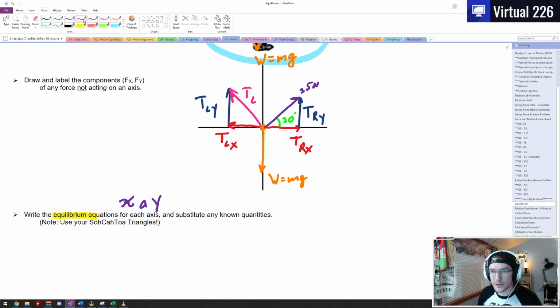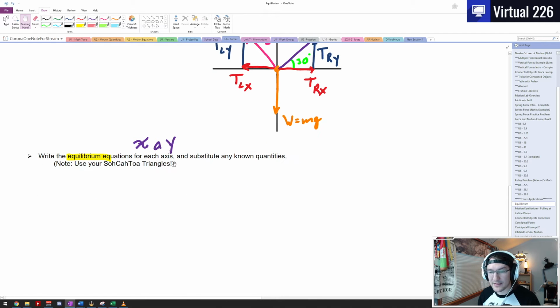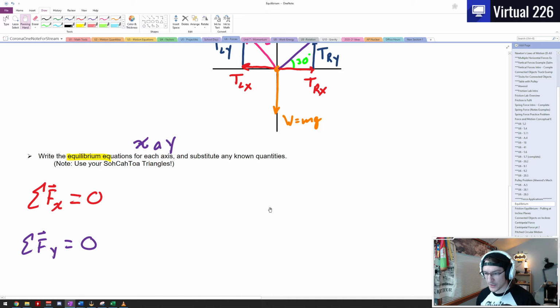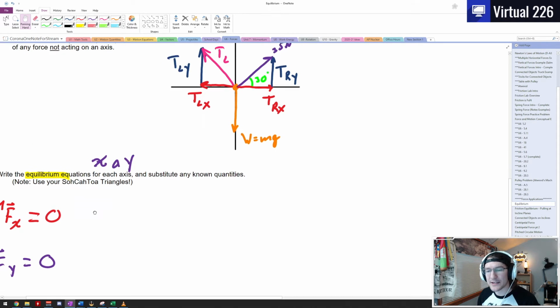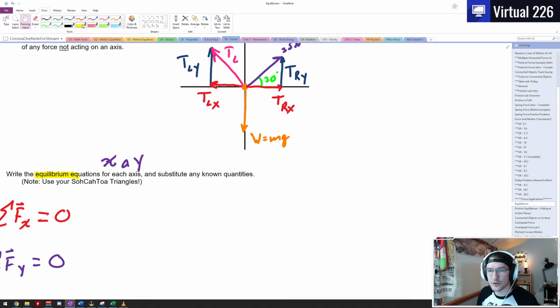And remember, the equilibrium equations are basically just saying that the sum of your forces in the x direction, so things moving left and right, have to add up to 0. And the sum of the forces acting in the y direction have to add up to 0, okay? So that's all we're doing here. So let's go ahead here, and if we were just to create these equations, what would they look like?